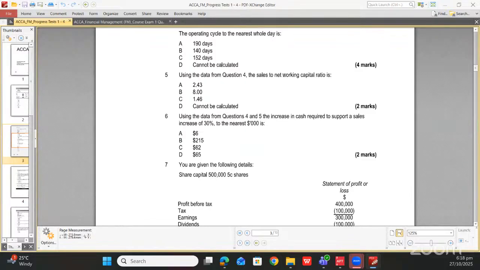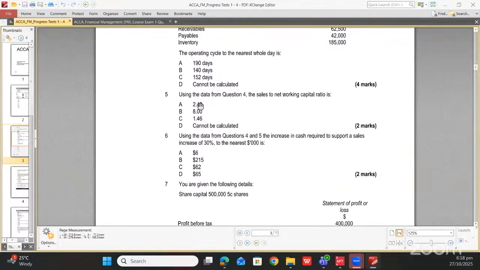Using that data, right? So we said 2.43. Now you have to get number 5 right to be able to even do number 6, and this is why it's important to know the formulas, because if you get the first one wrong, you're guaranteed to get the second one wrong as well. So you need to know the formula. Everybody got number 5 right, but A is the answer, 2.43. It then asks, what if the sales increase by 30%? How much does your working capital need to increase by?